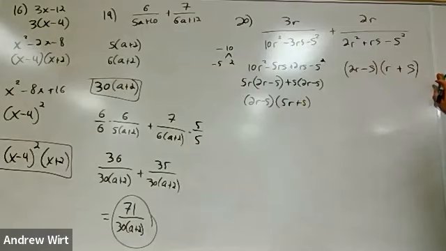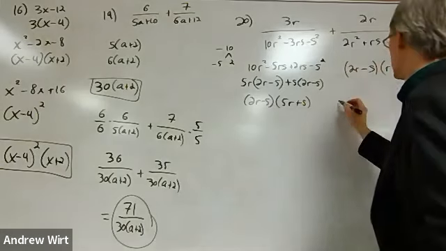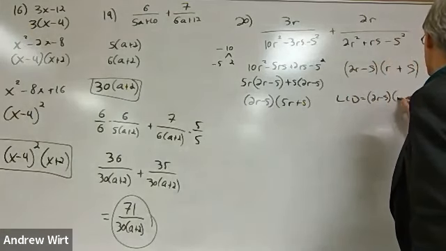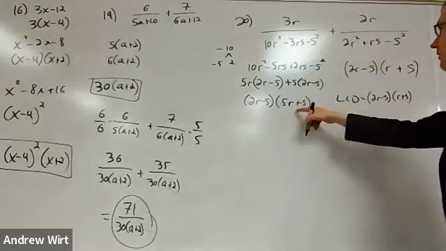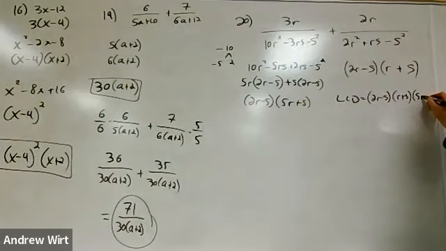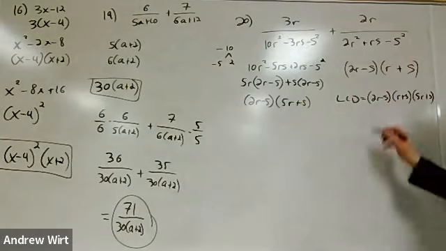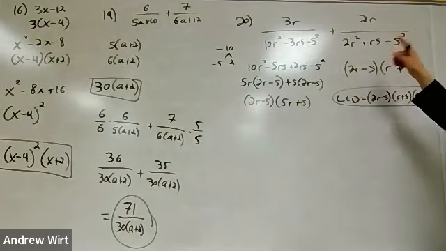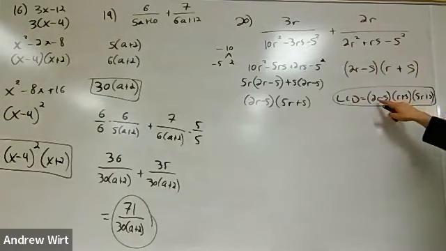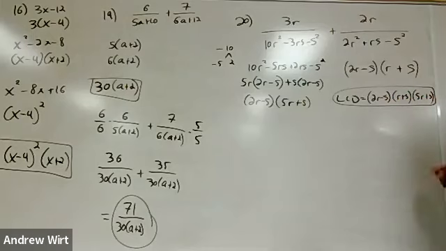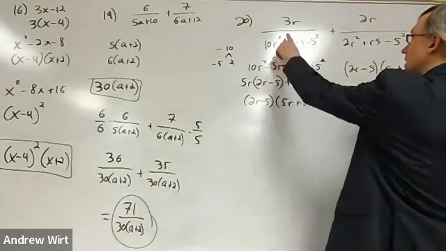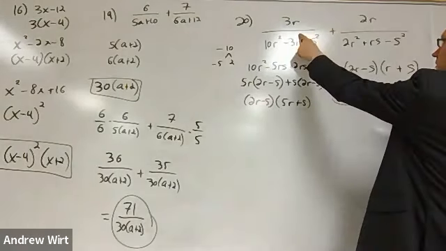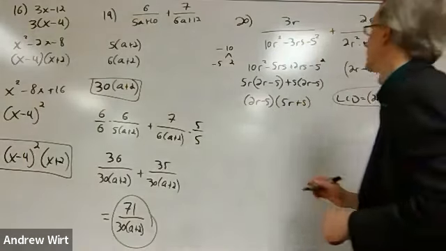Okay, so now our LCD will be all the unique binomials: 2r minus s, r plus s, and 5r plus s. So now we need to transform these fractions so that they have a denominator just like this. So let's look at what's missing. This one already has the 2r minus s, already has the 5r plus s, it's missing r plus s. So we're going to multiply this fraction by r plus s over r plus s.